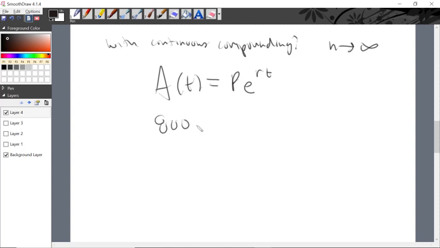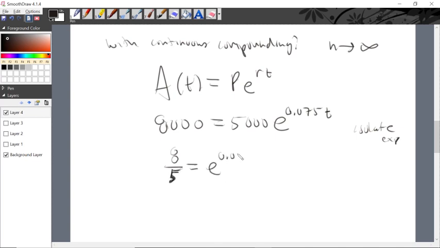Solving for the amount of time in that case, the equation is 8,000 equals 5,000, which is the principal, times e, the constant e that we're aware of, to the power of r, which is 0.075, times t, which is also in the exponent. Same strategy to solve this exponential equation: isolate the exponential. That means we start by dividing both sides by 5,000. So we get 8/5 equals e to the power of 0.075t.